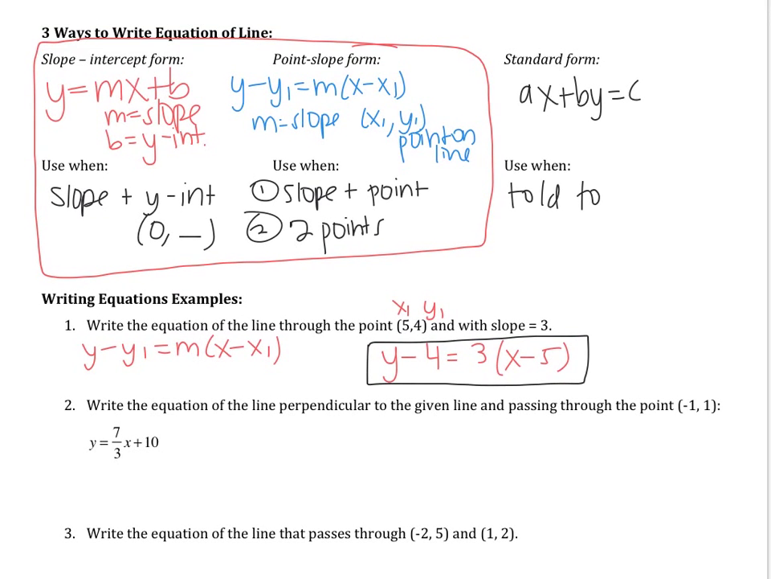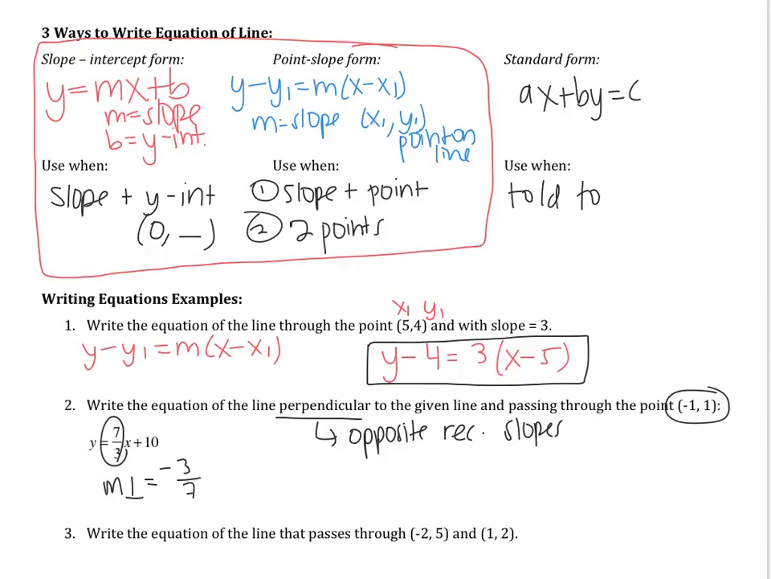Okay, looking at example 2. It says write the equation of the line perpendicular to the given line and passing through the point (-1, 1). Okay, I don't have the y-intercept. I have some point, so I'm going to use point-slope form. So first thing, I have a point, and then I have the equation of the line. Now it says I want the line perpendicular to the given equation. Perpendicular lines, hopefully you remember, have opposite reciprocal slopes. So the slope of the given line is 7 over 3, so the slope of the perpendicular line is going to be opposite, so negative, reciprocal, -3 over 7.